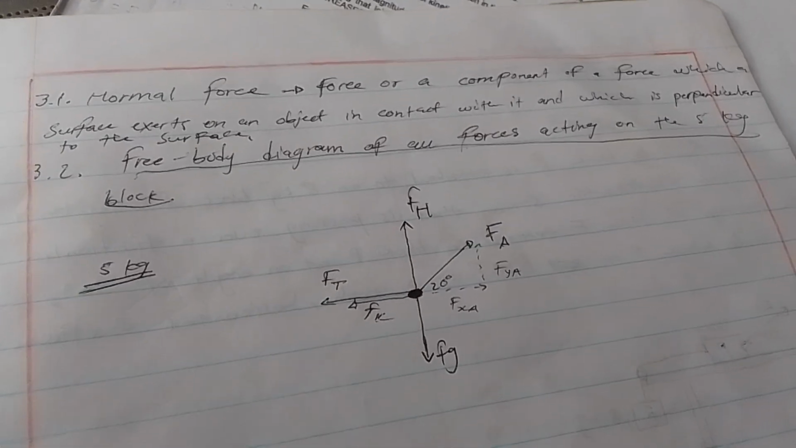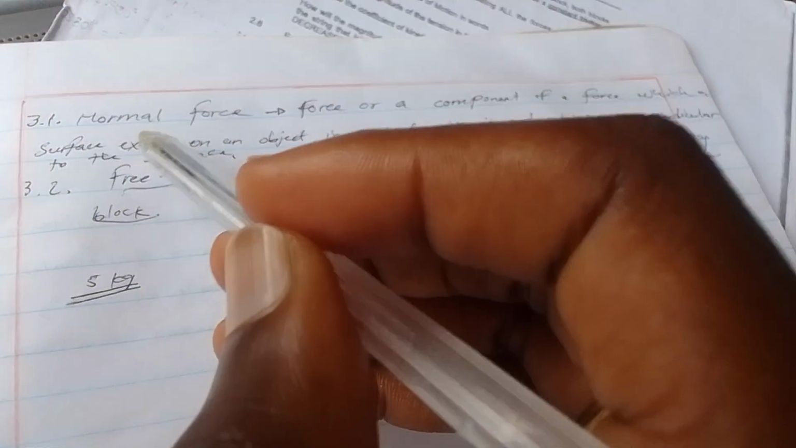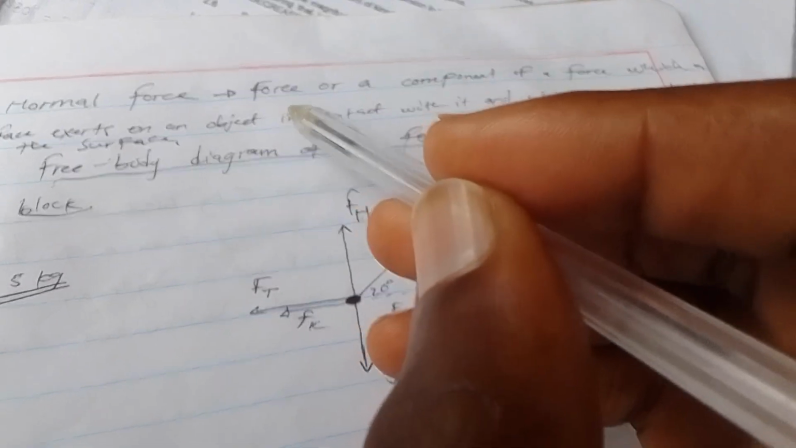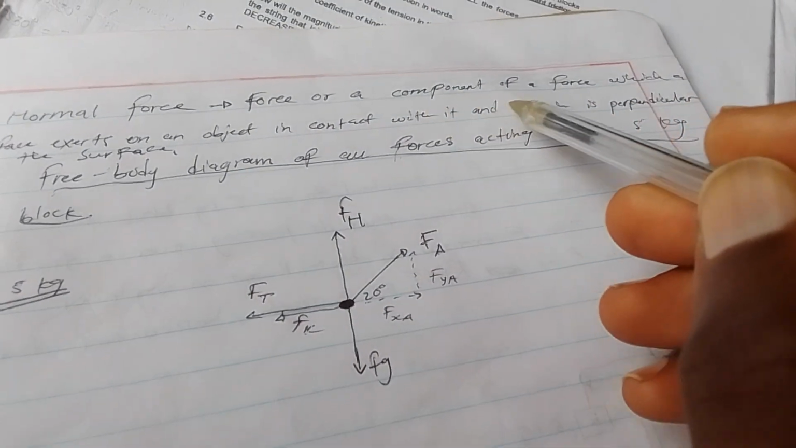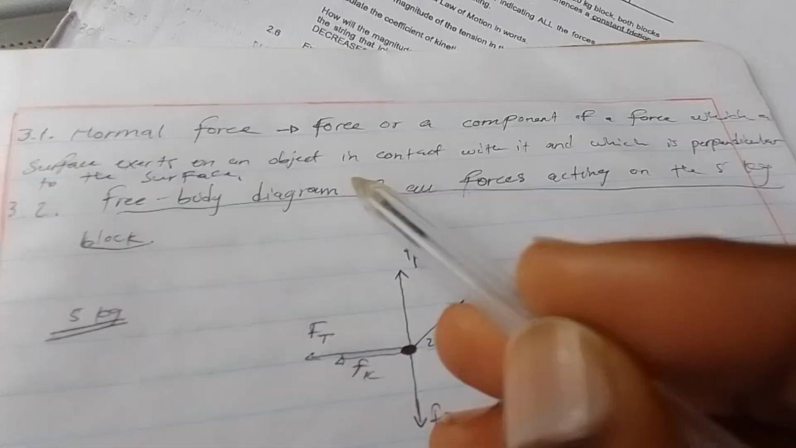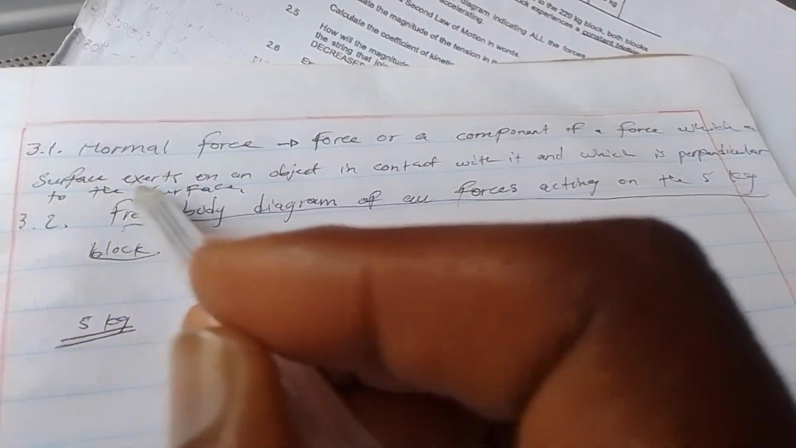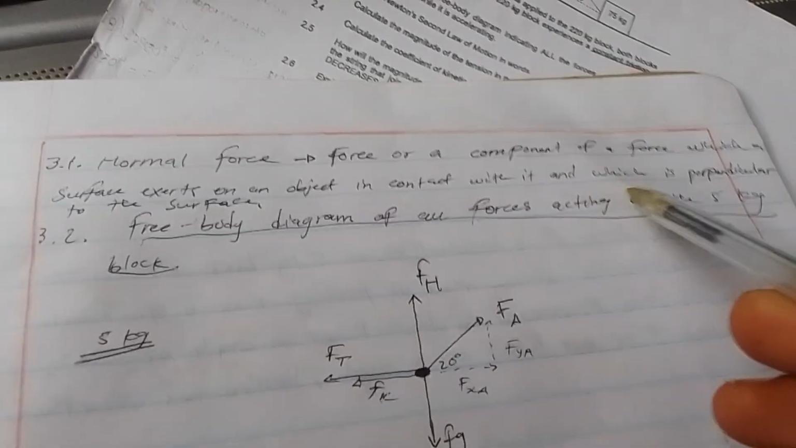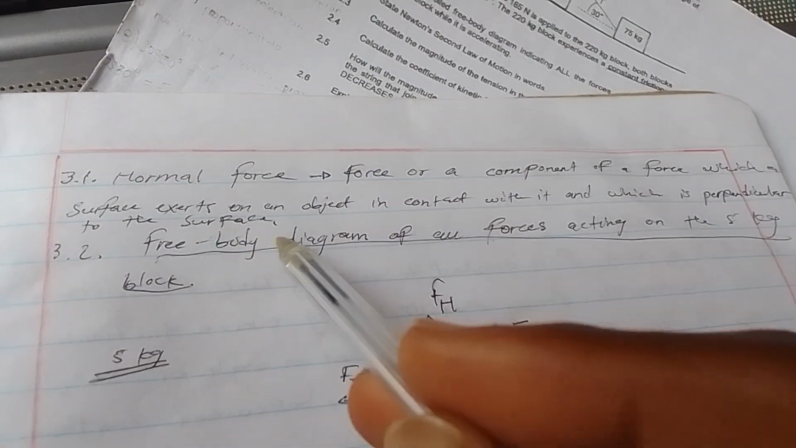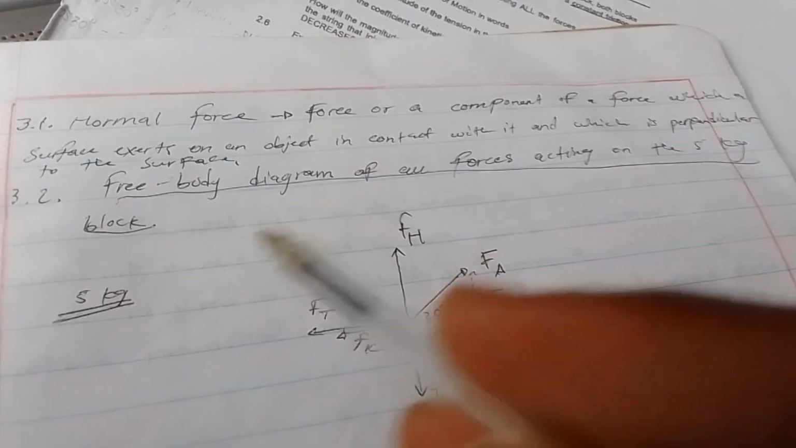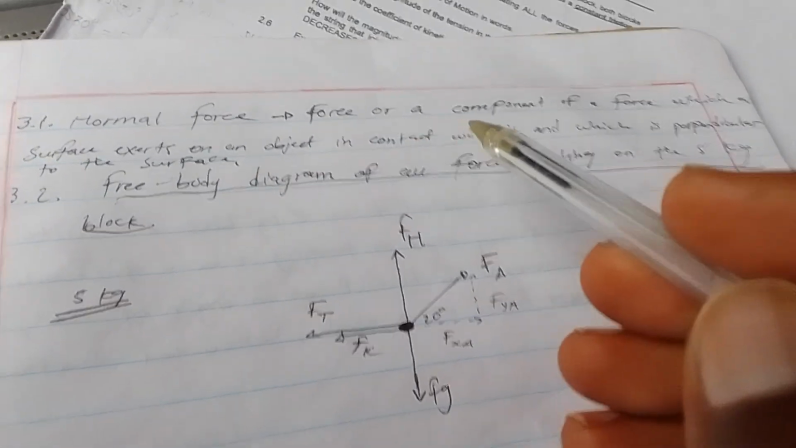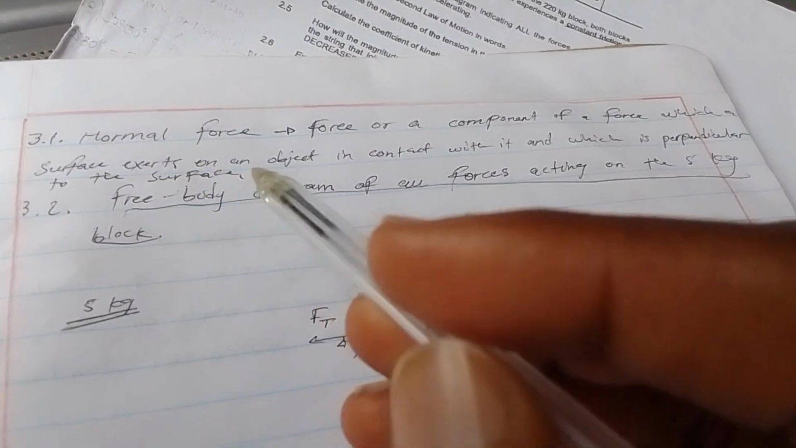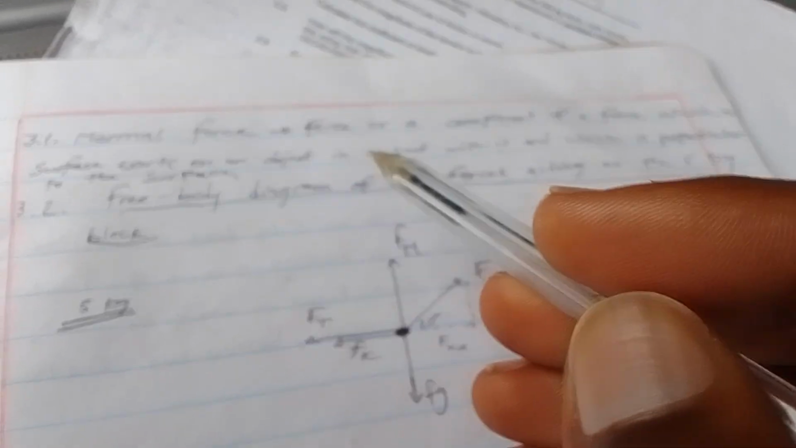Okay, normal force. The definition of a normal force is a force or a component of a force which a surface exerts on an object in contact with it, and which is perpendicular to the surface. You hear me? It's a force or a component of a force which a surface exerts on an object in contact with it.